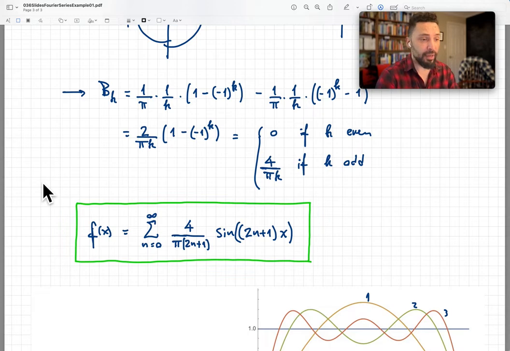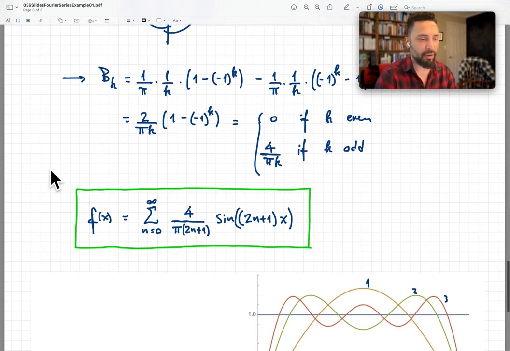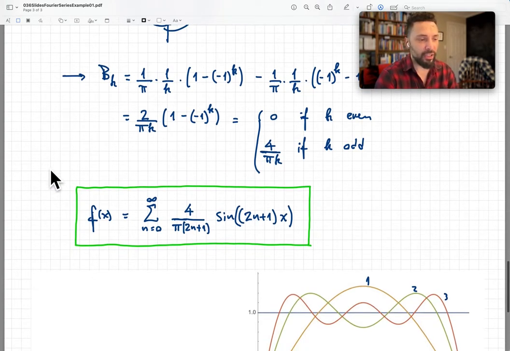If you instead had written it in terms of k, and had inserted this formula in here, that would be okay too. It would still be a correct result. It would simply mean that every other term would vanish, right? So all the even terms would vanish. So that's fine. If you want to write only the non-vanishing terms, then this is the result. And you can go ahead and plot that.